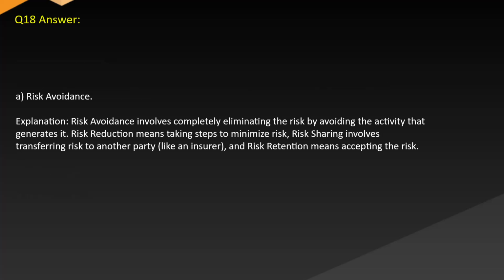Answer A. Risk avoidance. Explanation: risk avoidance involves completely eliminating the risk by avoiding the activity that generates it. Risk reduction means taking steps to minimize risk. Risk sharing involves transferring risk to another party like an insurer, and risk retention means accepting the risk.